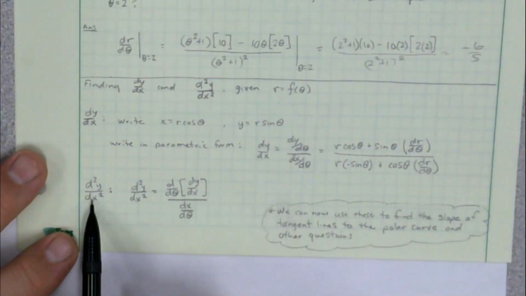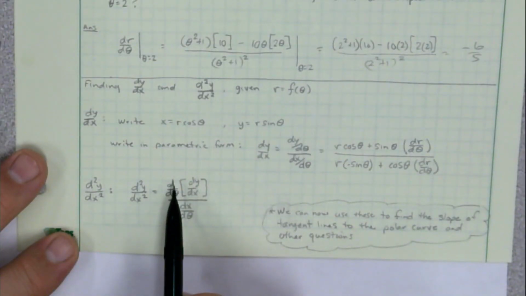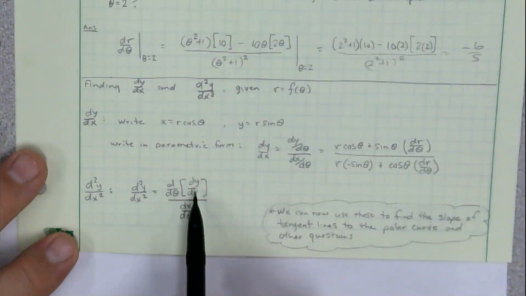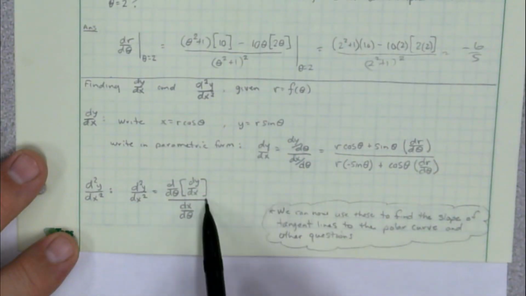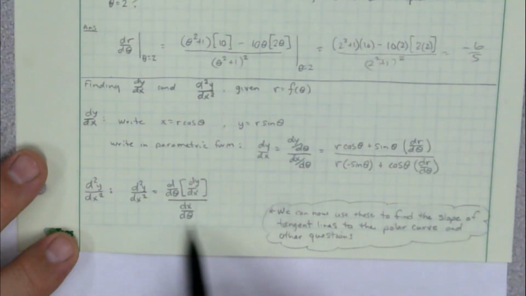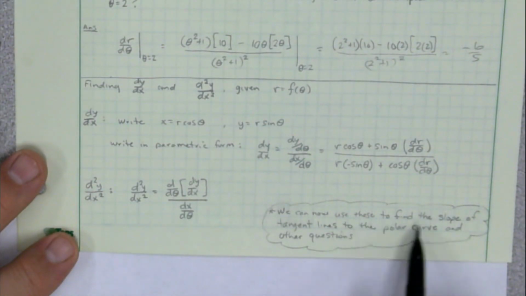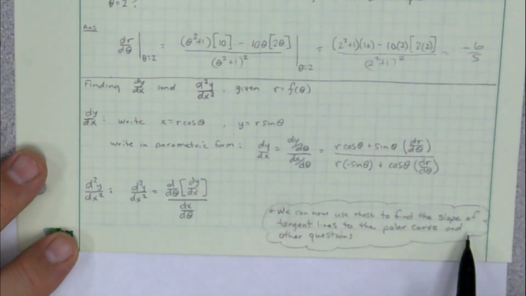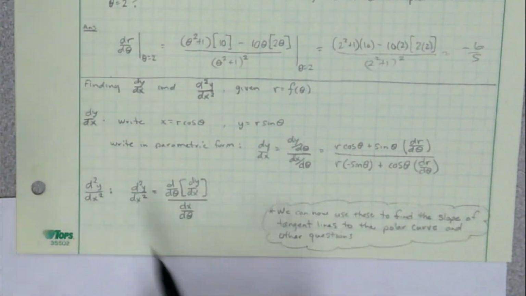Okay, the second derivative then is the derivative with respect to theta of dy dx divided by dx d theta, so don't forget this on the bottom over here. And once we have this, we can now use this to find the slopes of tangent lines to polar curves and other equations. Second derivative talks about concavity and stuff like that. So let's take a look at some of those examples, which is what I had popping up right here.